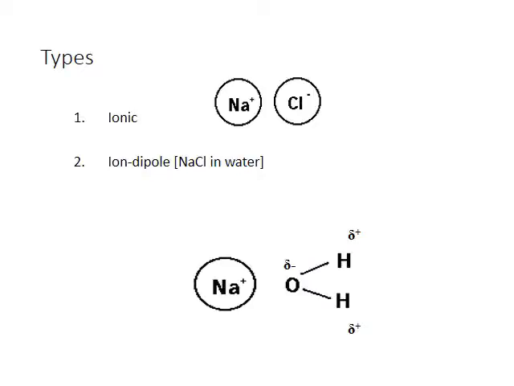In ionic type of intermolecular forces, basically you need to have an ionic substance, like sodium chloride, which forms Na+ and Cl- ions. So the type of force existing is ionic force. The second kind is called ion-dipole force. Like you have an ionic substance dissolved in water. Water is a dipolar substance having a dipole moment. So it's called ion-dipole intermolecular force.